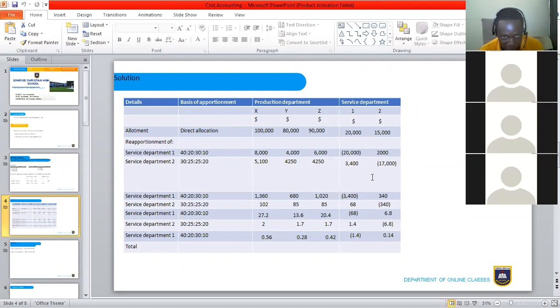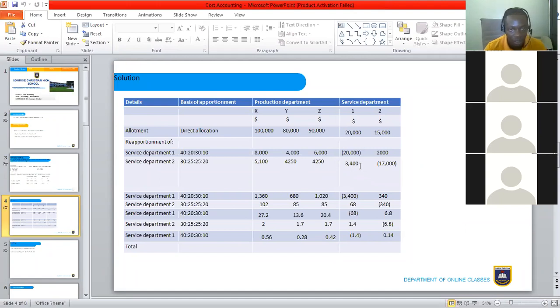So do not forget, the rule here is you must keep sharing the figure, or you must keep on reapportioning the figure until it becomes insignificant. Okay. And the focus is on reapportioning service departmental costs. And in the question, we had only 2 service departments, 1 and 2.